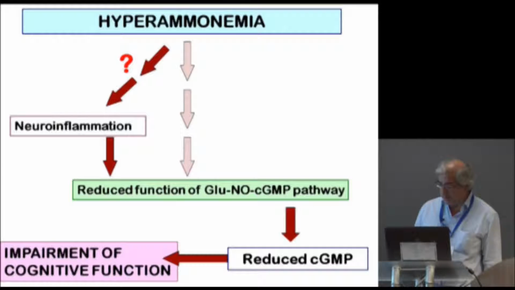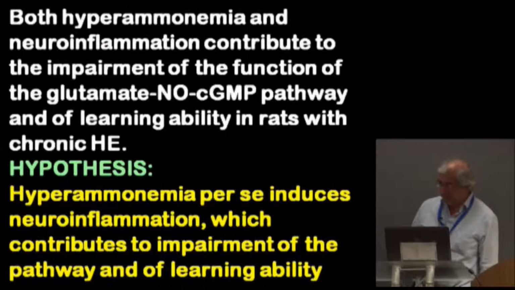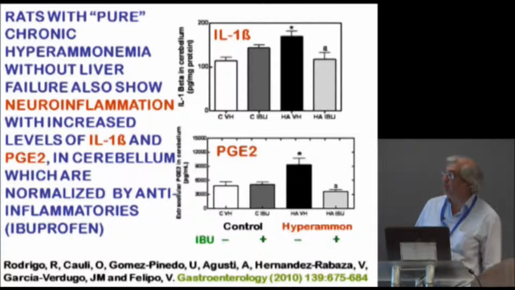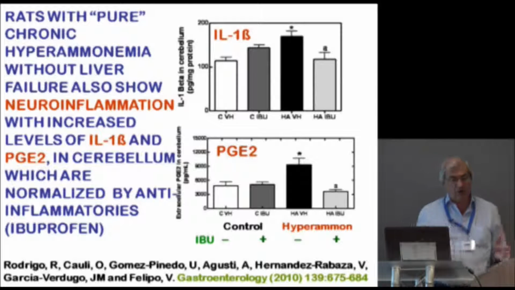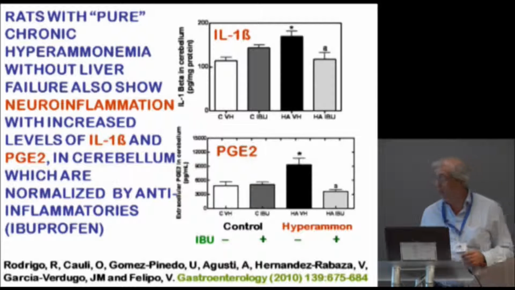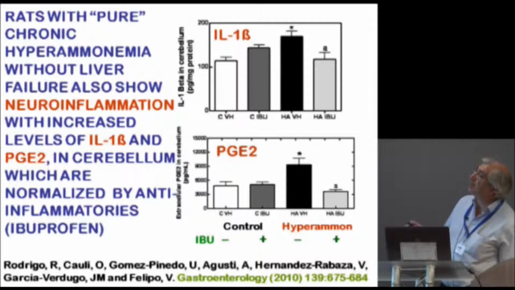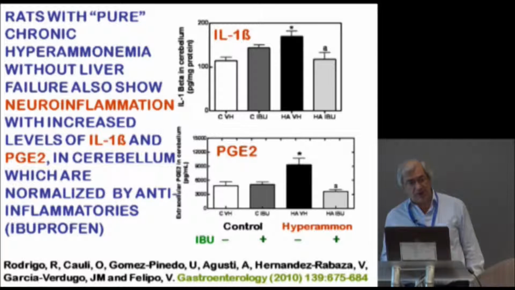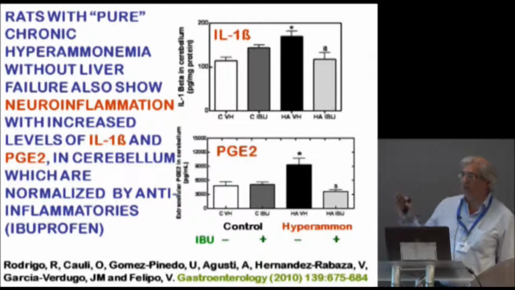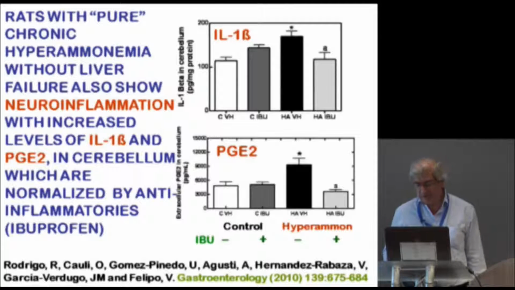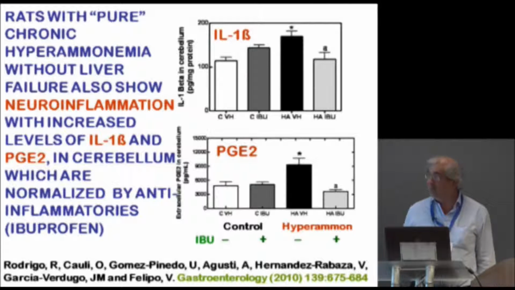Then we tested whether hyperammonemia induces neuroinflammation. We used the rats with chronic hyperammonemia without liver failure and measured inflammatory factors in brain. In this case, in cerebellum, you can see that there is an increase in interleukin-1 beta and in prostaglandin E2, which are also normalized by treatment with ibuprofen. Therefore, hyperammonemia per se induces neuroinflammation, which can be reversed by treatment with ibuprofen.